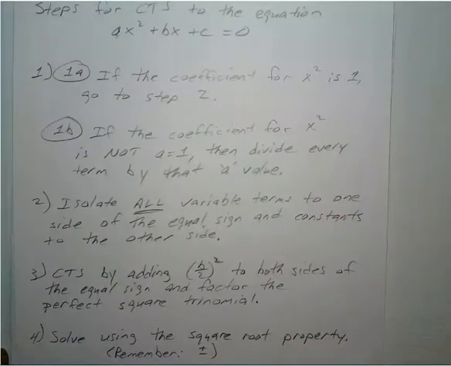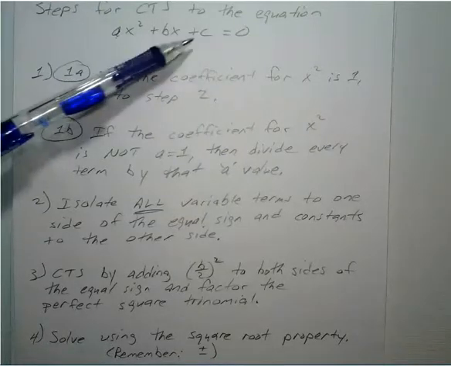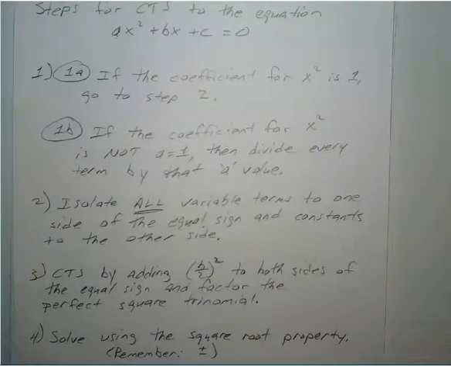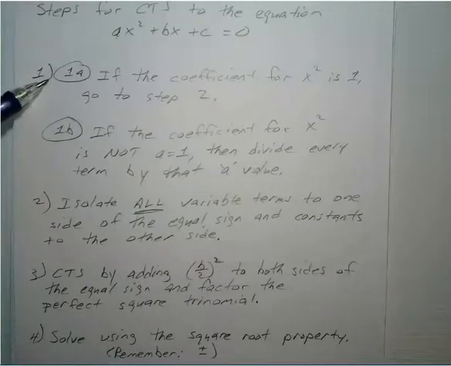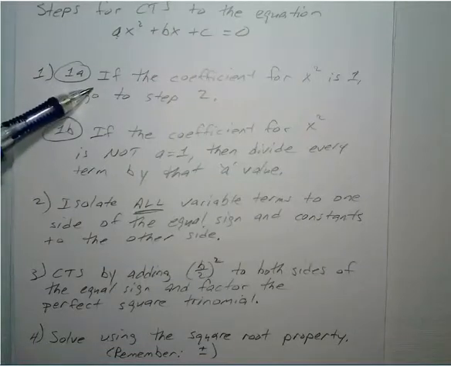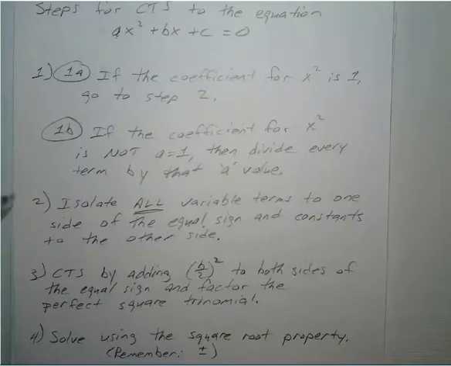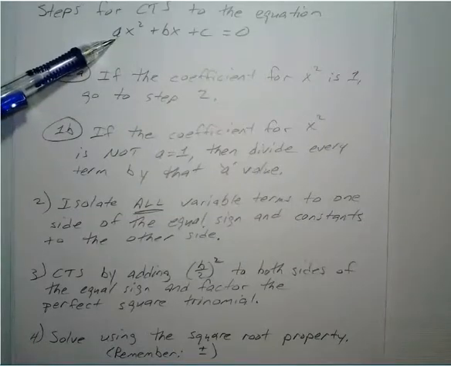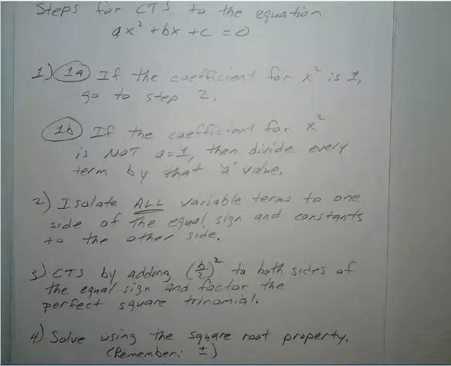So these are your steps for completing the square to solve an equation of the form ax squared plus bx plus c equals 0, or a quadratic equation. Your very first step is kind of a two-parter. If your coefficient of x squared is 1, then you just skip step 1 and go to step 2. If in front of your x squared there is just a 1 or no value there, you can skip step 1 and go to step 2.